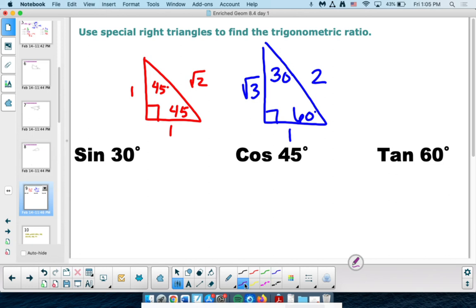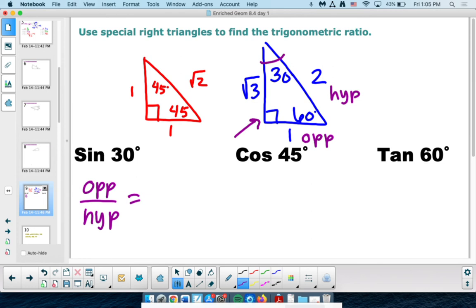So if we want to find the sine of 30, I obviously know I'm going to be using this triangle here. So remember, sine is opposite over hypotenuse. So if I label here, my opposite from 30 would be 1. Your hypotenuse would be 2. So if we label that, it would just be 1 over 2. That's it. We got it.